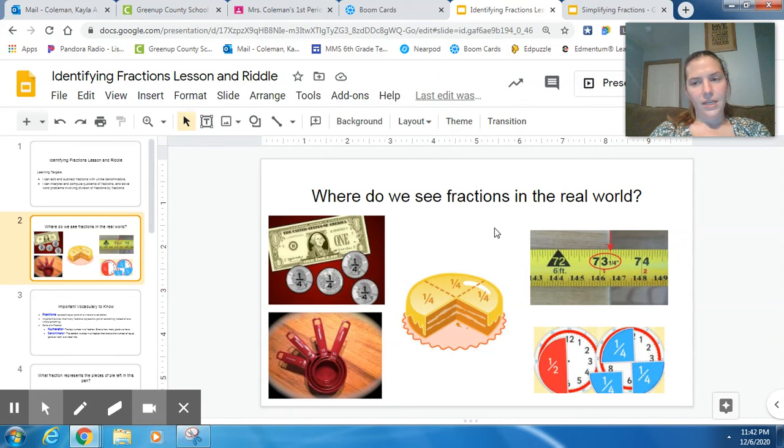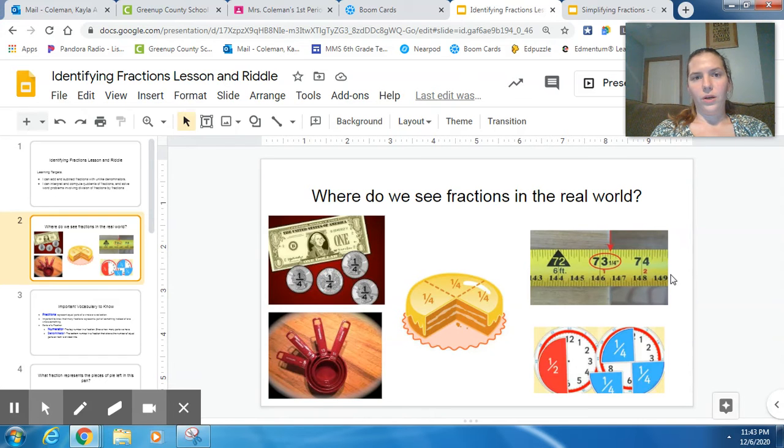So where do we see fractions in the real world? Fractions are really similar to decimals, where we use them all the time in the real world. We use them with money. This picture is measuring cups. We use them to cook, to bake. We use them to cut things up into equal pieces to share with people. This is a measuring tape. We use it to measure things.